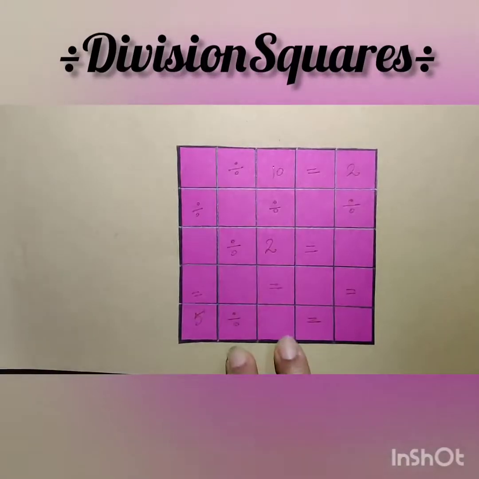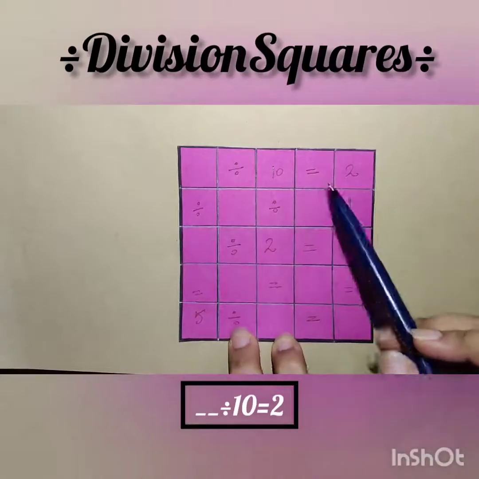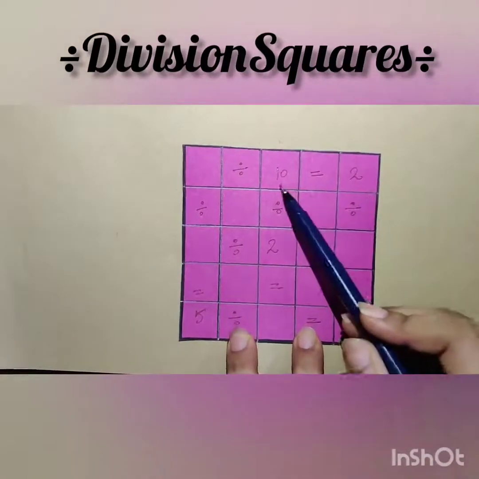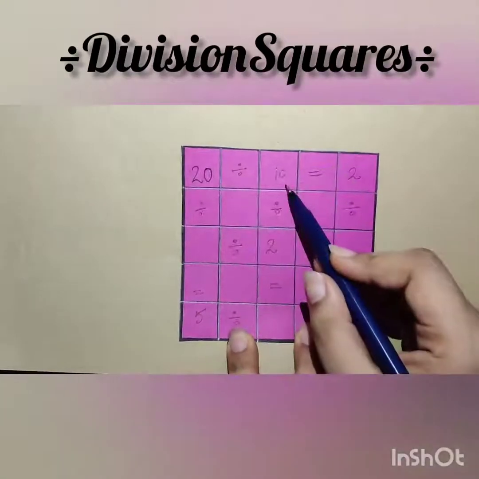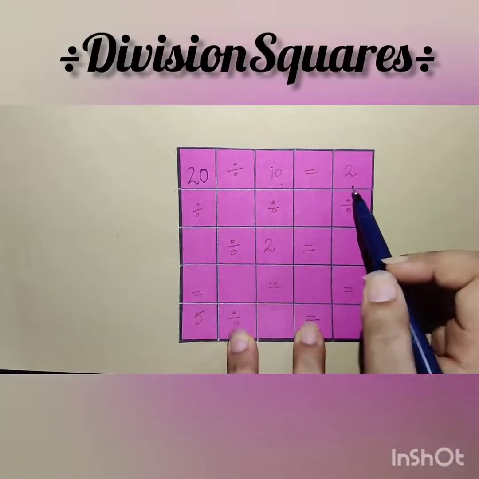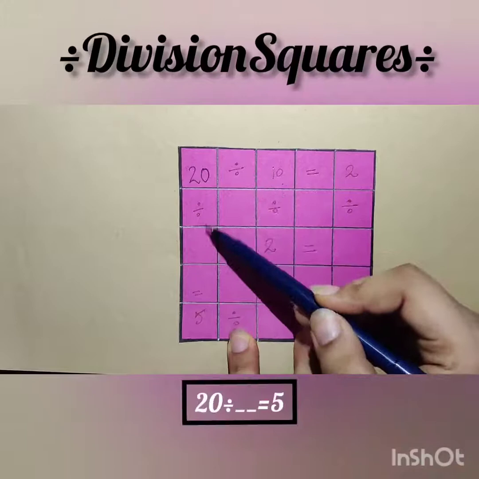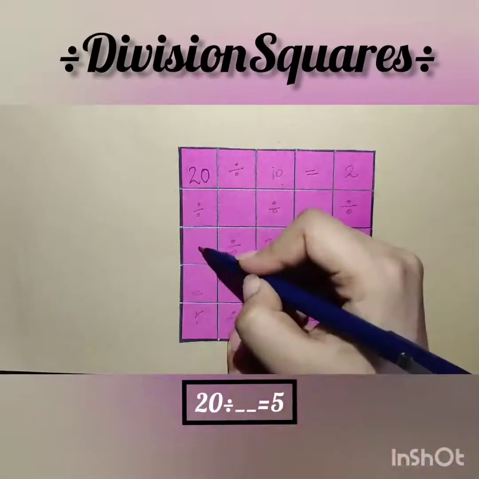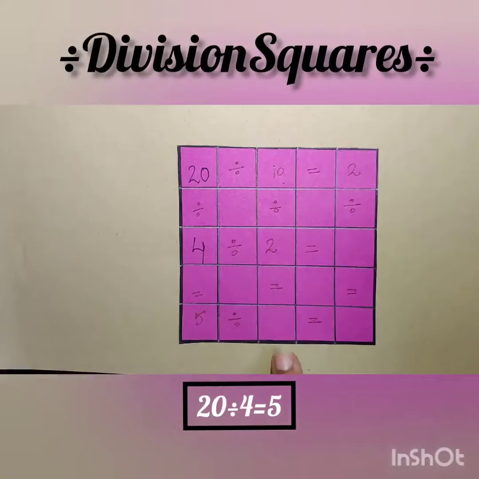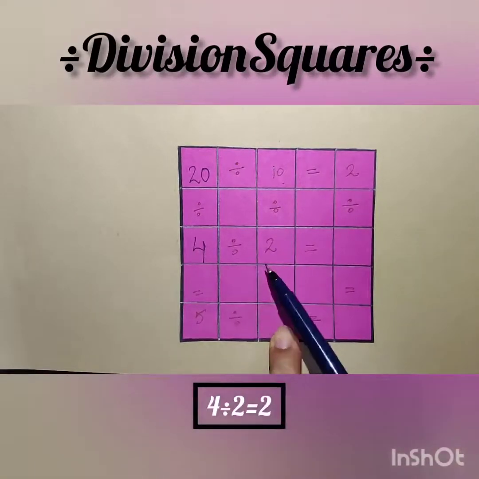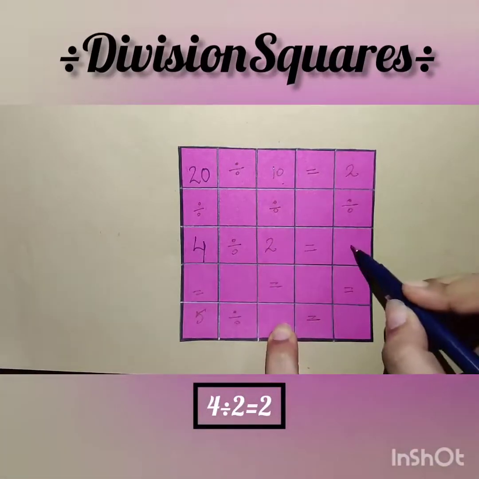Okay, so now which number would be divided by 10 to get the answer as 2? So 10 into 2, answer is 20. 20 when divided by 10, it gives the answer 2. Now 20 divided by which number, the answer is 5? So 20 divided by 4, the answer is 5. 4 divided by 2, the answer is 2.